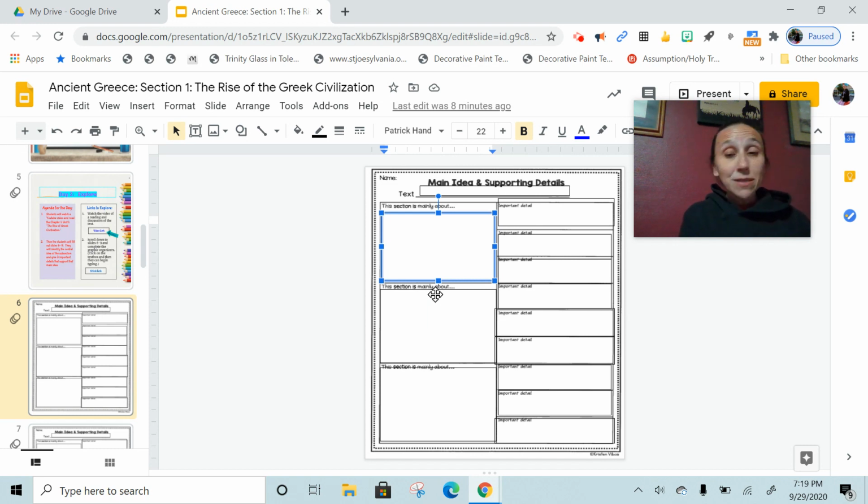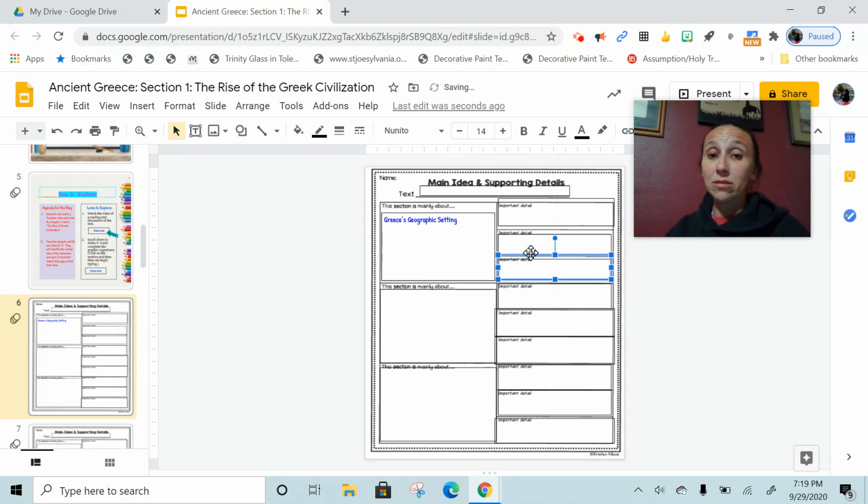So your main ideas are going to be the title of your subsections. So our first one is going to be Greece's geographic setting. We're just going to type that in the box. And then we're going to read that section, and you can go section by section, or if you want to read everything. Me personally, I would read a section, pause, go through, and figure out the details that I need to include, because you need to include 3 important details that you think support that main idea and that really sum up what that subsection is about.